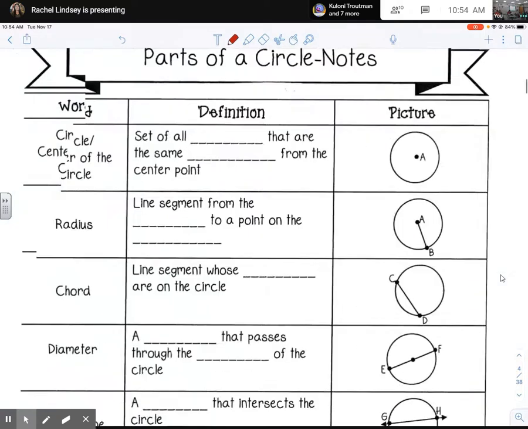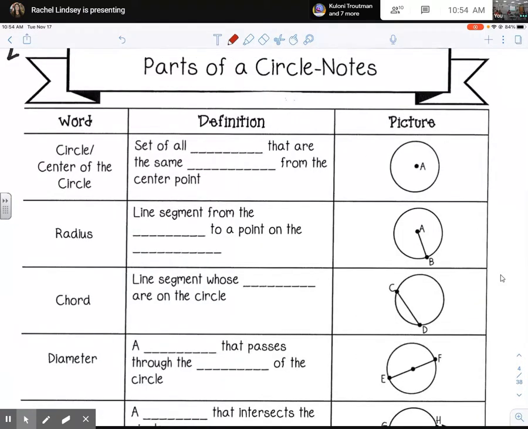So first thing we have is a circle. A circle is the set of all points that are the same distance from the center point. So a circle is just a set of points at the same distance from the center point. And so A would be the center right there.